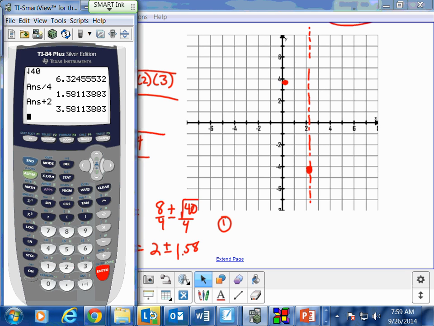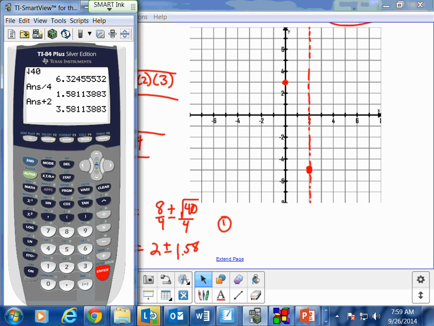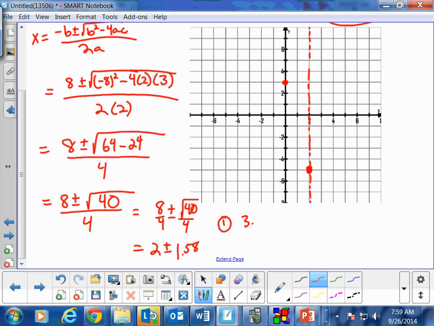Hold on, let me put this back. That looks like I'm messing around with it. There. Okay, got it. Get 3.58.